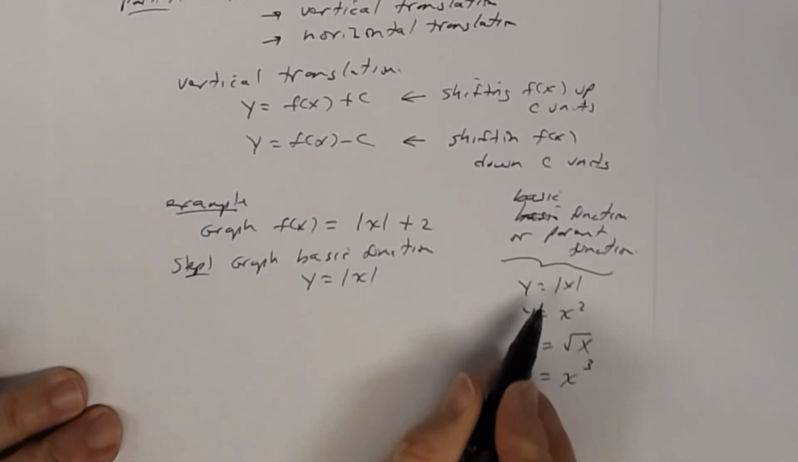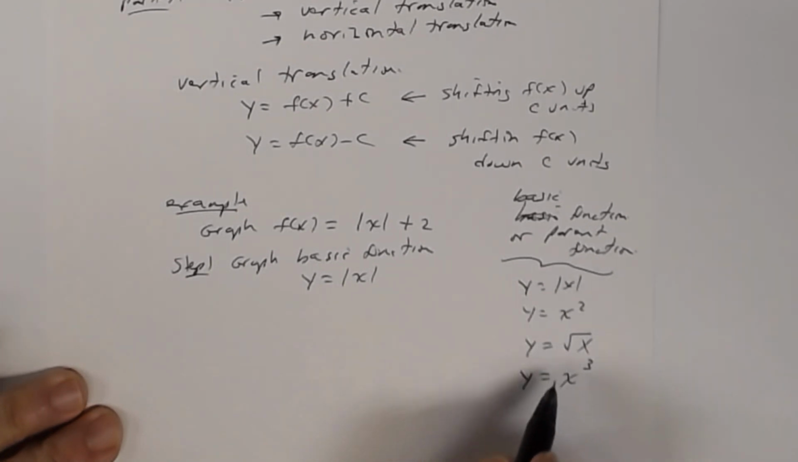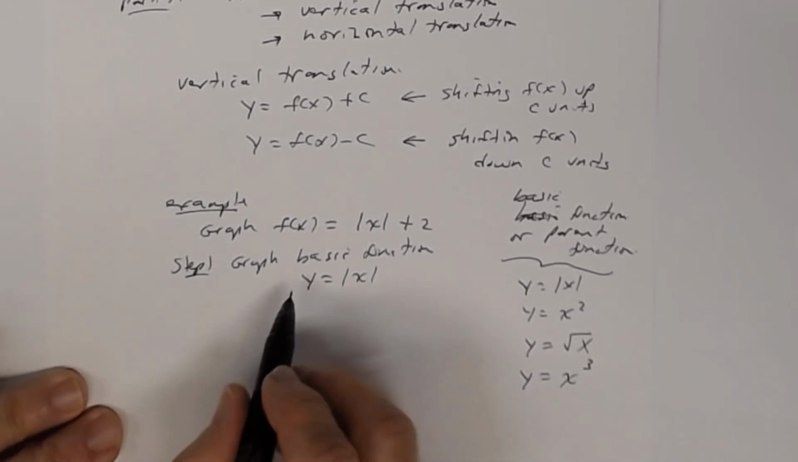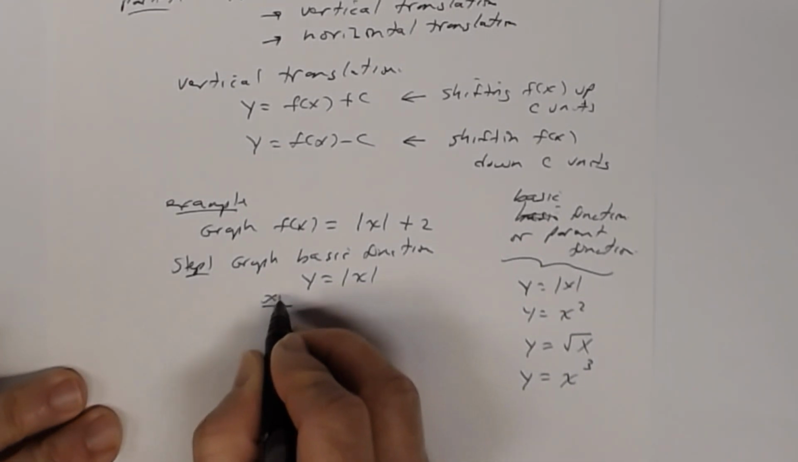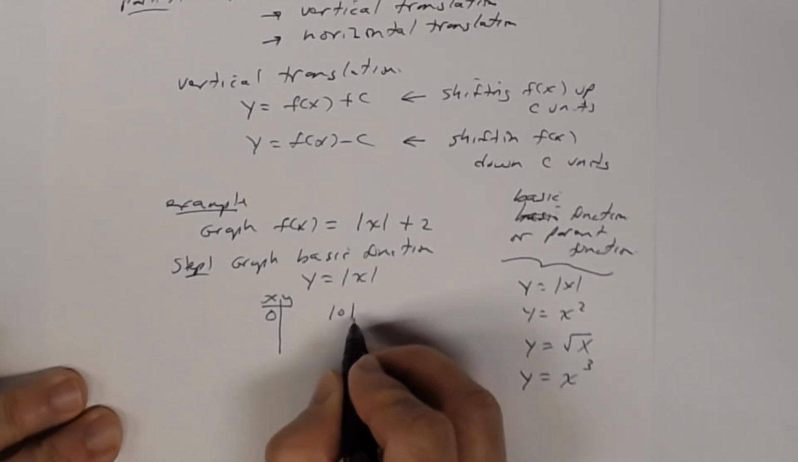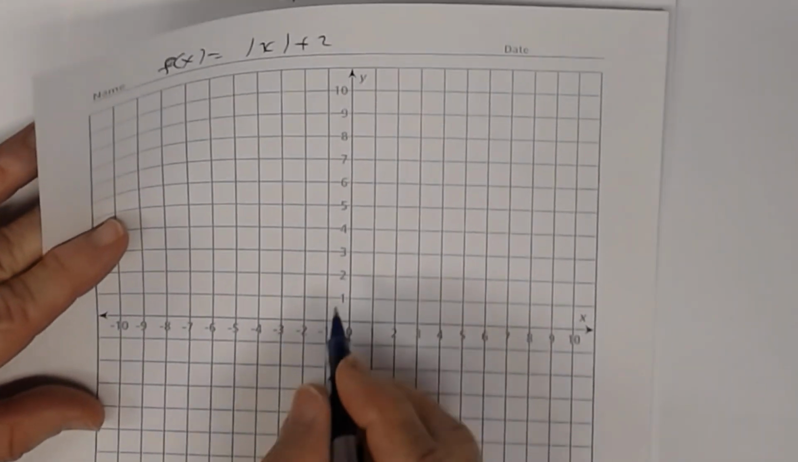If you don't know what these look like, which you should because there was a math lab lesson a couple of months ago or last month that dealt with at least 3 of those, and absolute value is one of them. But if you don't remember how to do it, use a t-table. So if x is 0, the absolute value of 0 is 0. All right, so I'm going to plot the point 0, 0.